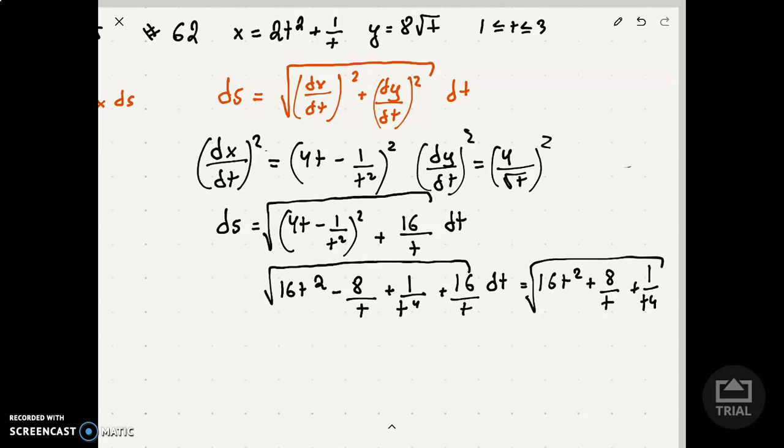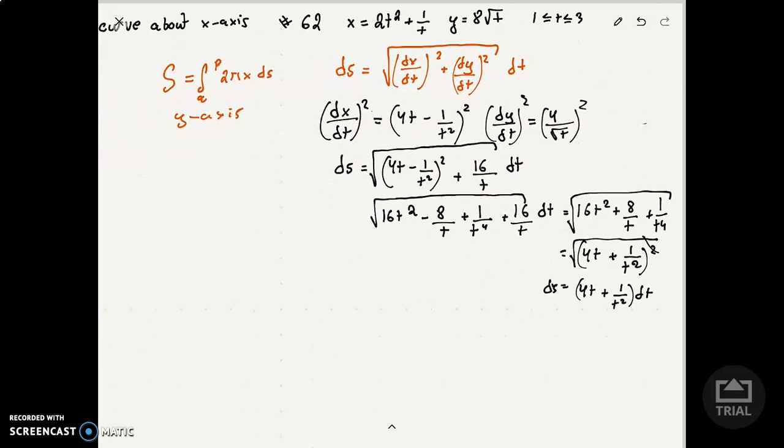So at least this is a trinomial, and if you look at it, this can be written as the square of a term. It would be 4t in the front, and at the end we would have 1 over t squared, square rooted, and then that just cancels, and we're left with ds as 4t plus 1 over t squared dt. And that's our ds. Okay, awesome. Now that we've gotten that, we can go to the formula.